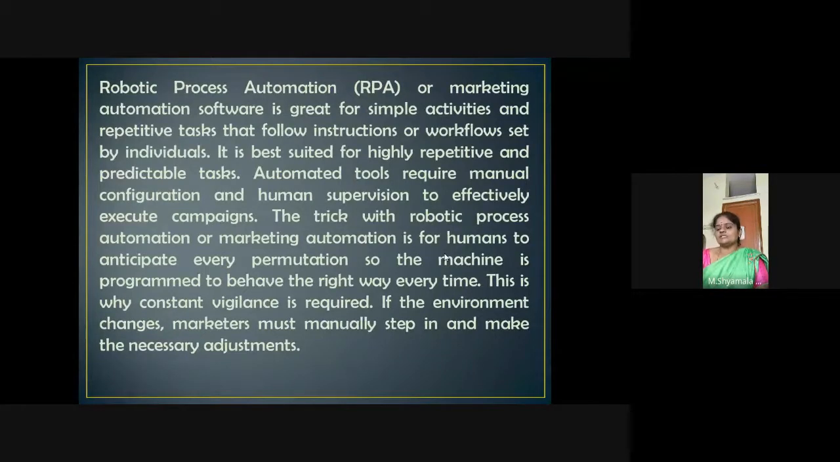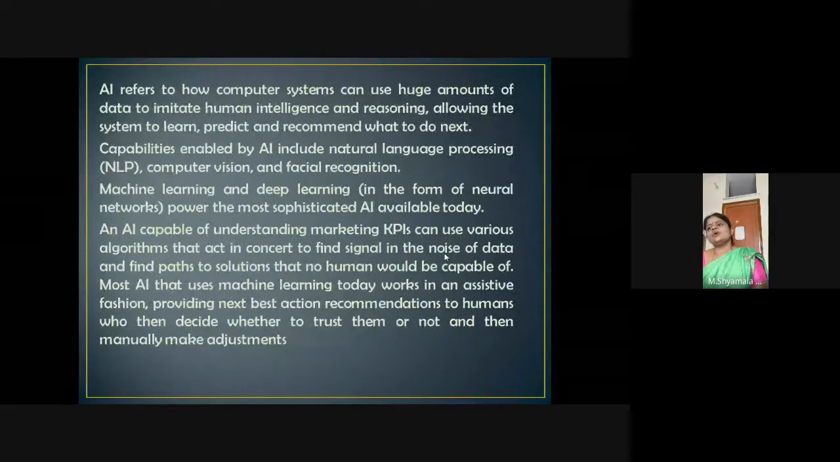If the environment changes, the marketer must manually step in and make necessary adjustments. AI refers to how computer systems can use huge amounts of data to imitate human intelligence and reasoning, allowing the system to learn, predict, and recommend what to do next. The capabilities enabled by AI include natural language processing, computer vision, facial recognition, machine learning, and deep learning, which power the most sophisticated AI available today.